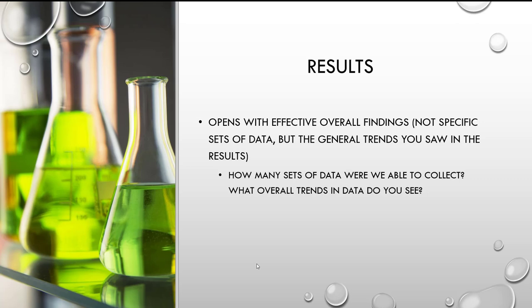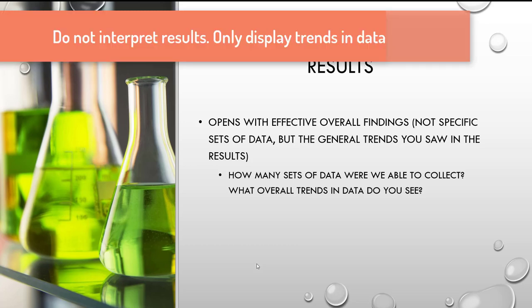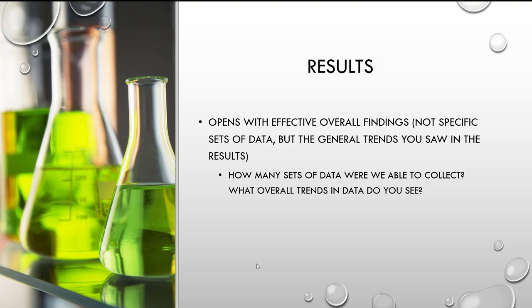So the results section is displaying the results, but we're not actually interpreting the results. We're just stating the patterns or the trends in data that we see. But we're not making any formal conclusions. With the results, we open with an overall finding, not specific sets of data, but general trends that you saw. So basically, what I suggest is that you just start out with stating how many sets of data we were able to collect and what overall trends in data you see.